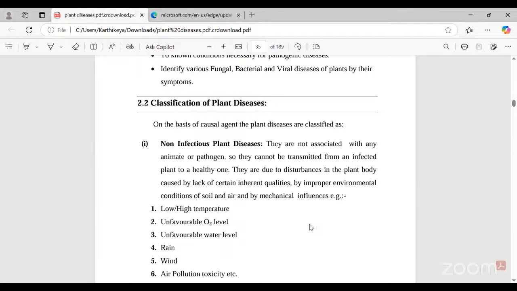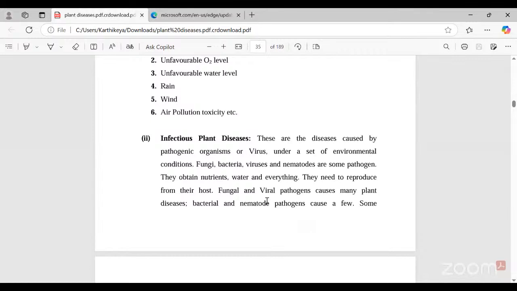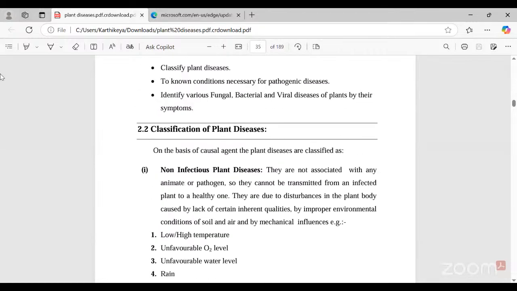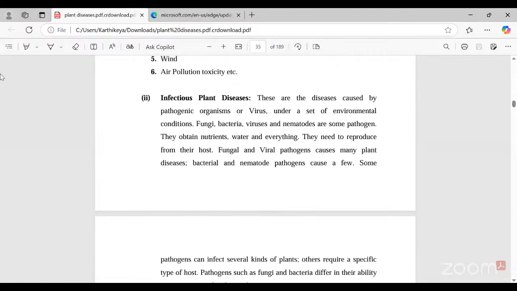For example, low and high temperature, unfavorable oxygen level, unfavorable water level, rain, wind, air pollution, and toxicity. These are examples of non-infectious plant disease. The second one, infectious plant disease. These are diseases caused by pathogenic organisms or viruses under a set of environmental conditions. Fungi, bacteria, viruses, and nematodes are some pathogens.